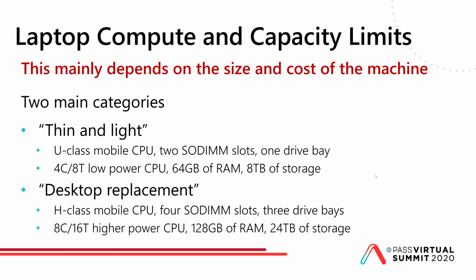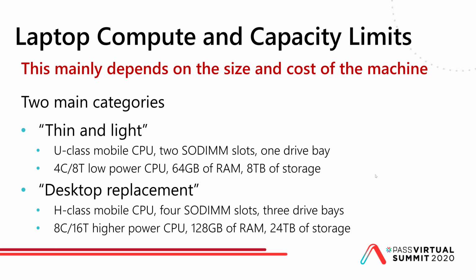So one popular choice is a laptop. And with laptops, your available compute and capacity really depends on the size and the cost of the machine and how old it is. So you've got two main categories. You've got thin and light laptops, and you've got what I call desktop replacement laptops that are usually much larger.